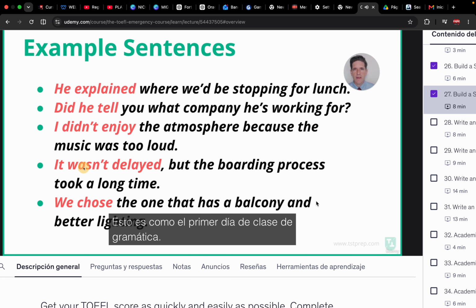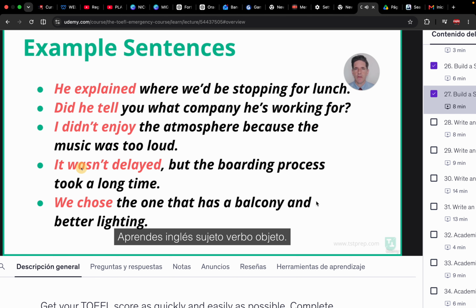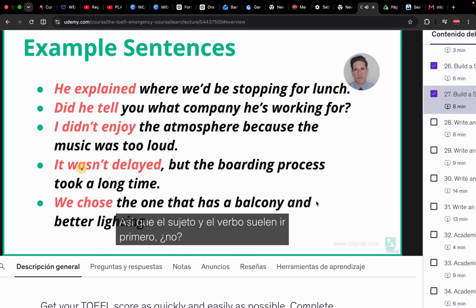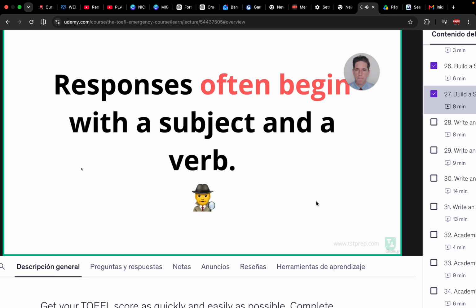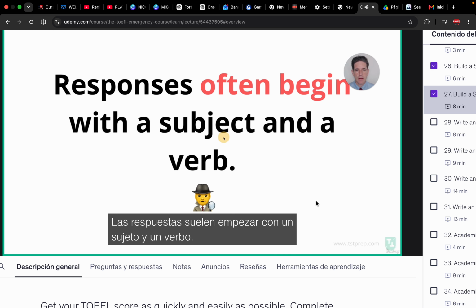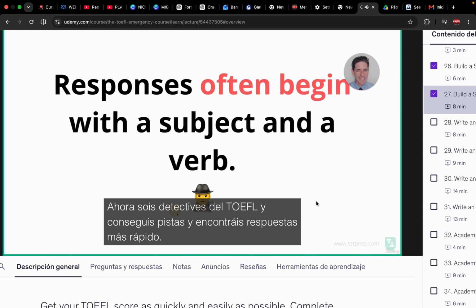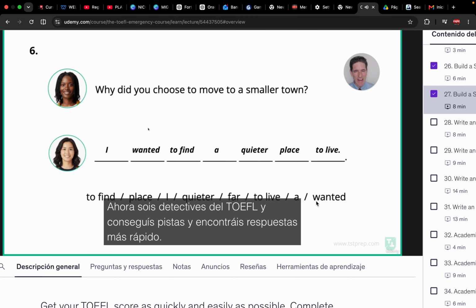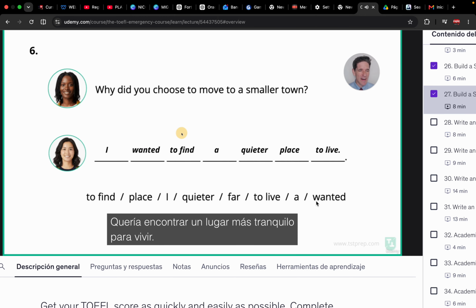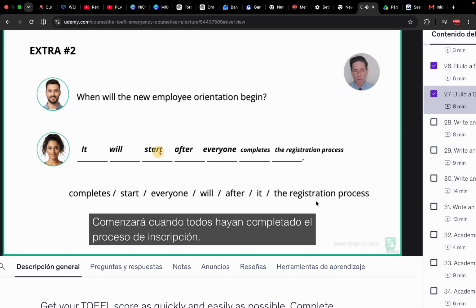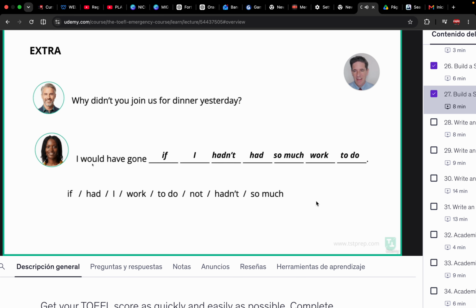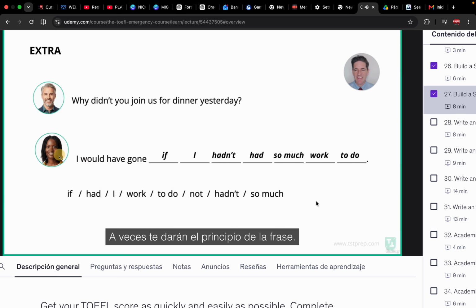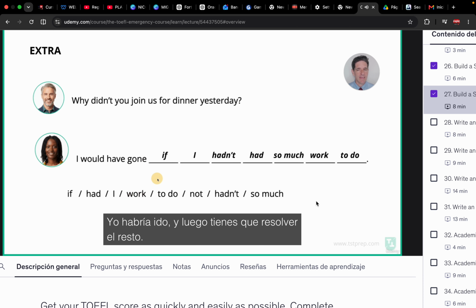You know, this is like the first day of grammar class. You learn English, subject, verb, object. So the subject and verb will usually come first, right? Responses often begin with a subject and a verb. You are now TOEFL detectives, and you're getting clues and finding answers faster. I wanted to find a quieter place to live. It will start after everyone completes the registration process. Sometimes they'll give you the beginning of the sentence, I would have gone, and then you have to figure out the rest of it.